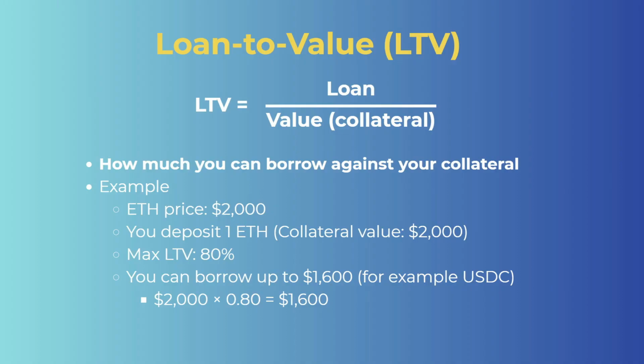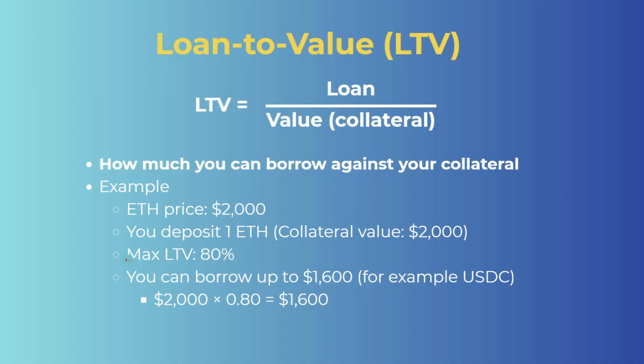Now let's talk about another important topic here, which is loan to value. Loan to value means basically the ratio between the loan that you take and the value that you provide as collateral. So this basically tells how much you can borrow against your collateral. Let's make an example. For example, if ETH price is $2,000, you deposit one ETH, so your collateral is $2,000.